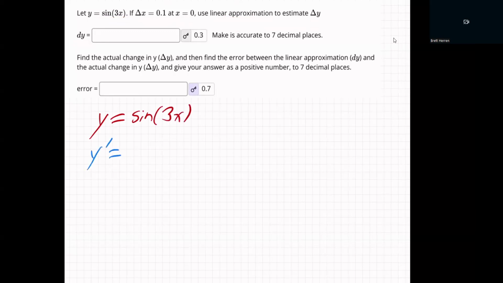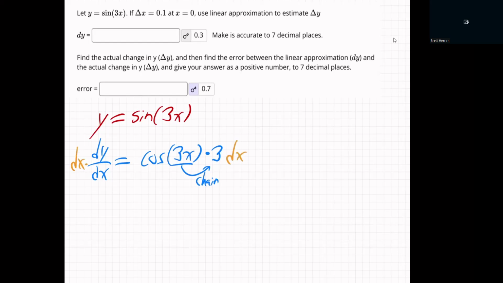So the derivative, and I'll use Leibniz notation, helpful in this situation, is dy dx. The derivative of sine is cosine. Keep the inside the same at first, times chain rule. Chain rule says do the derivative of the inside. There we go. And then you want dy, so multiply both sides by dx. These will cancel out. And so dy is cosine 3x times 3 dx.